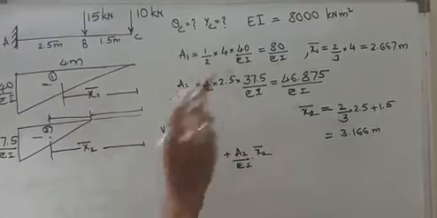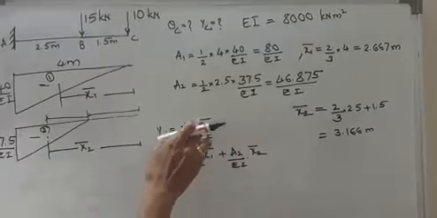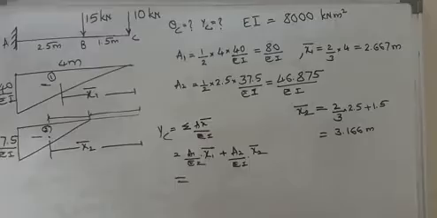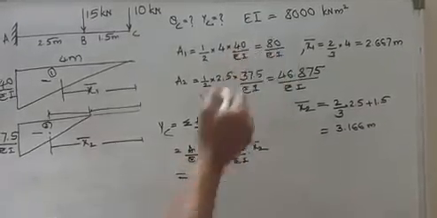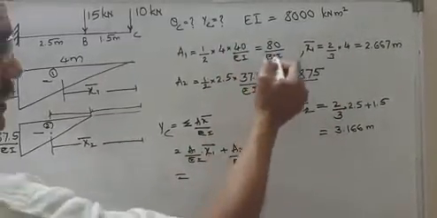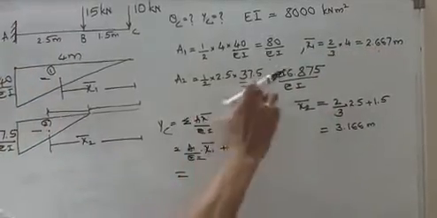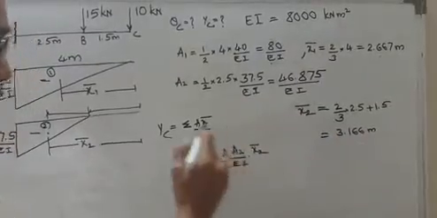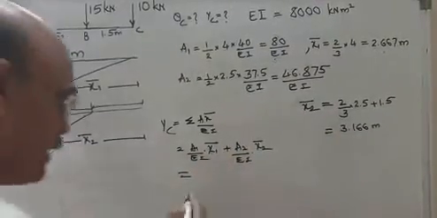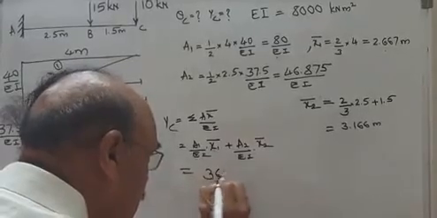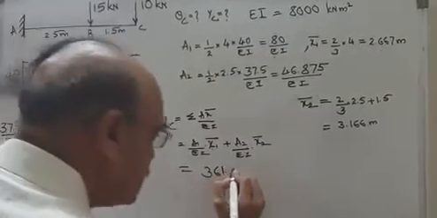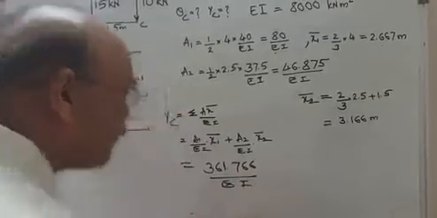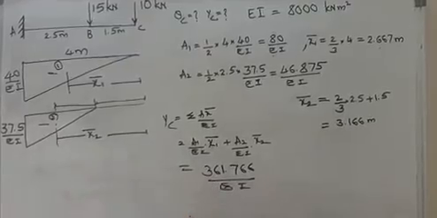Let us take it as sigma A X bar by EI. Sigma A X bar means you should not take sigma A times something like that. It is A1 X1 bar by EI plus A2 X2 bar by EI. Now you know the value of A1, you know the value of X1 bar. This multiplied by this, plus A2 is 46.875 by EI into X2 bar is 1.36. So if you do this, you are going to get the answer as 361.766 divided by EI.